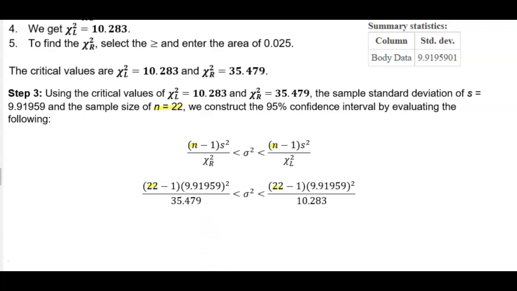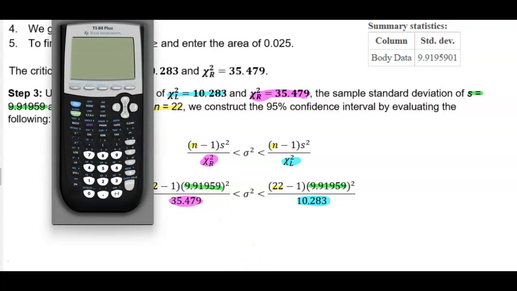And then we're going to plug in our standard deviation, and our standard deviation is 9.91959. So there's 9.91959 and 9.91959 there. And then we have our critical left value, chi-square, is 10.283. And that's over here on the right side in the denominator. And then we have our critical value on the right, which is going to be here on the left side of that. And so therefore, we're going to go ahead and put this into our calculator.